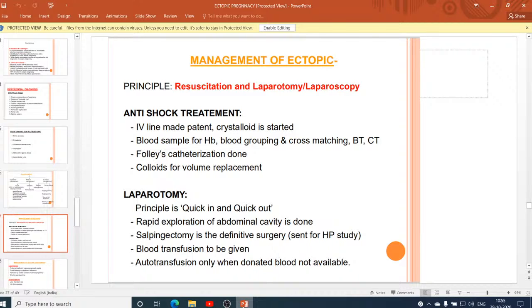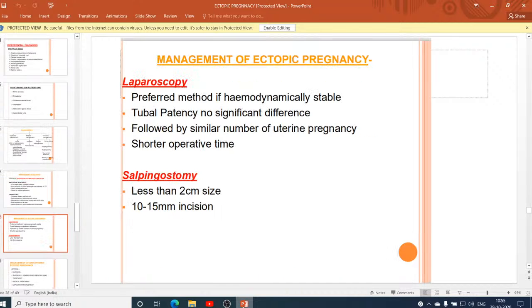Salpingectomy is the definitive surgery. The tube will be sent for histopathology report, blood transfusion to be given, and autotransfusion only when donated blood is not available. Remember. Management of ectopic: laparoscopy is the preferred method if hemodynamically stable. If the patient is stable, then we can do laparoscopy.